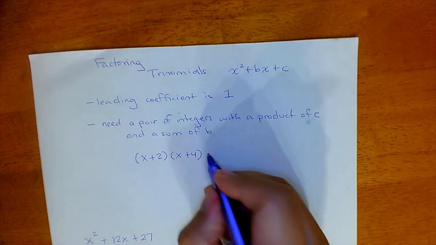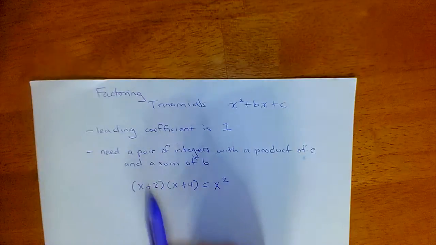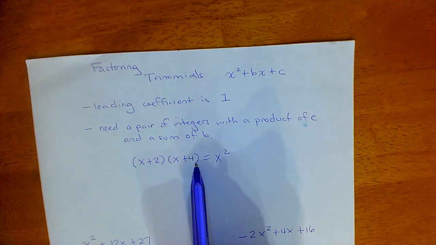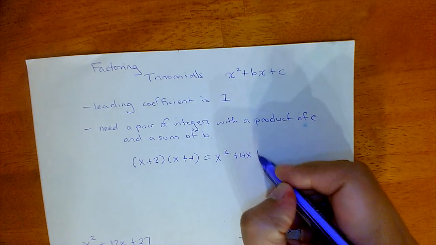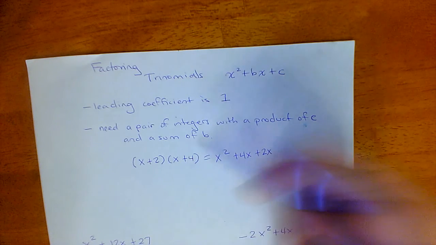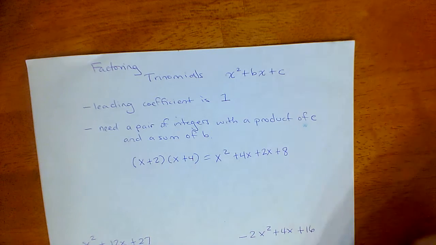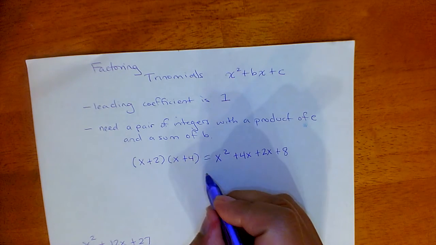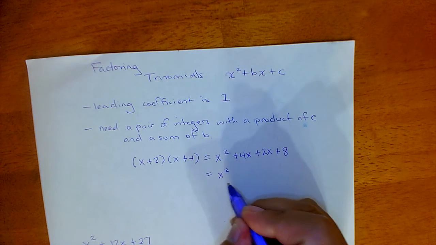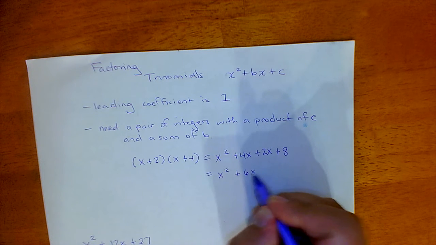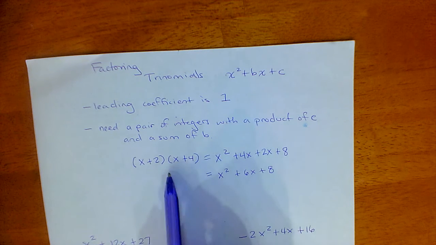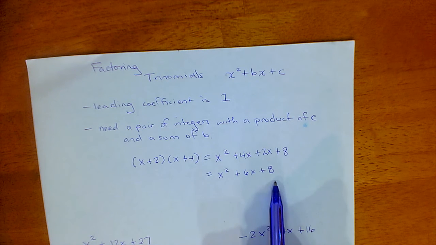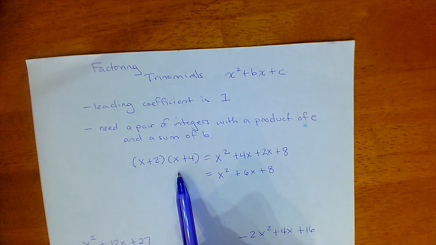So the x times the x would give me x to the second power. My x times my 4 would give me 4x. My 2 times my x would give me 2x. And my 2 times my 4 would give me 8. And so when I cleaned this up and combined my like terms, I would get the trinomial x squared plus 6x plus 8. These two polynomials are the same thing. This is the simplified or multiplied out version of the polynomial, and this is the factored form of that polynomial.